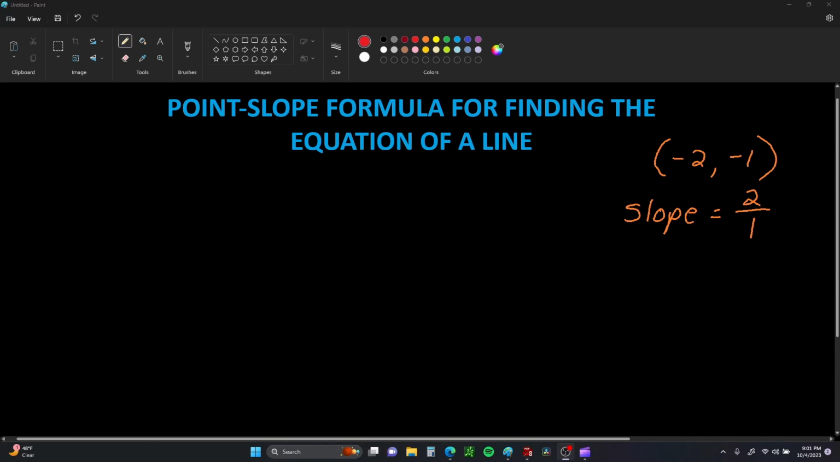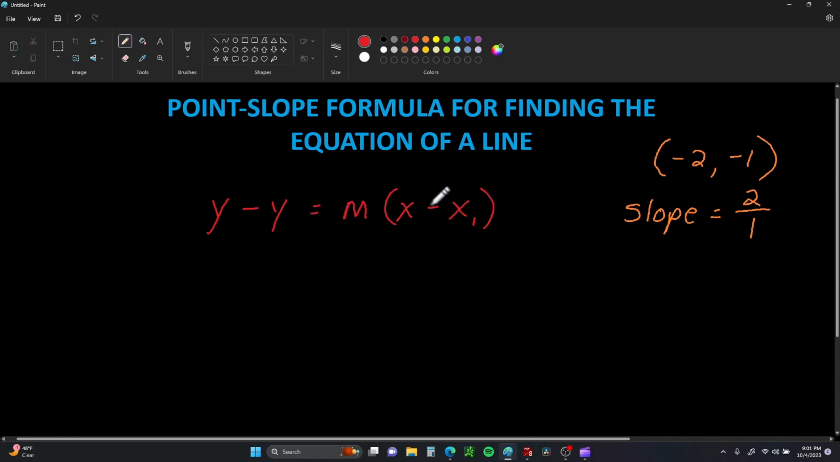Finding the equation of a line if I was given 1 point and the slope of the line just requires that we use this formula here. This is y minus y1 equals the slope, which is m, times x minus x1. So the formula is going to leave a y and an x in there. We're going to eventually get to the form of y equals mx plus b.